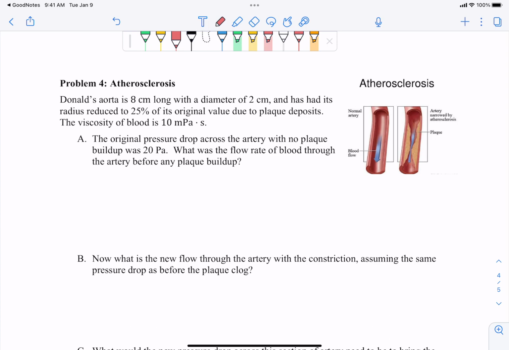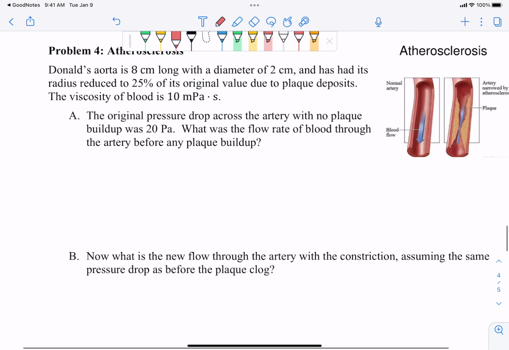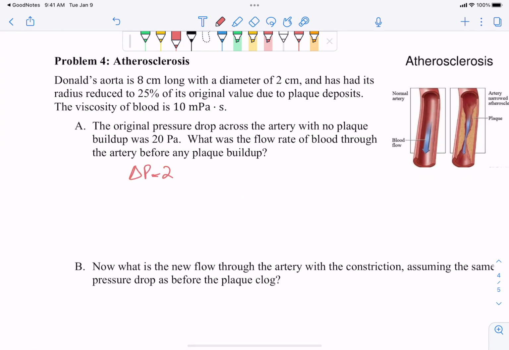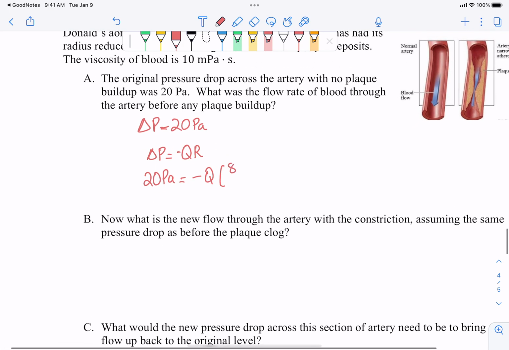So the original pressure drop was 20 pascals, right? And then they're asking us for the flow rate before any plaque buildup, right? So we know that pressure drop is equal to negative QR. Once again, just kind of plug and chug. We have 20 pascals on the left. We need to figure out Q. And we have the resistance here, which is 8 times the viscosity times the length over pi r to the 4th. So I'm going to write this out here real quick. Pi r to the 4th.